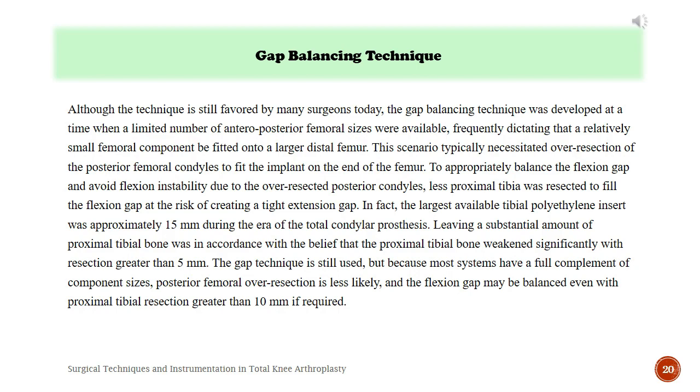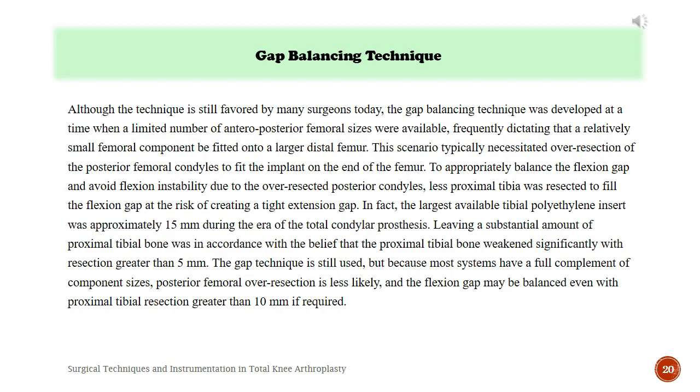In fact, the largest available tibial polyethylene insert was approximately 15 mm during the era of the total condylar prosthesis. Leaving a substantial amount of proximal tibial bone was in accordance with the belief that the proximal tibial bone weakens significantly with resection greater than 5 mm.